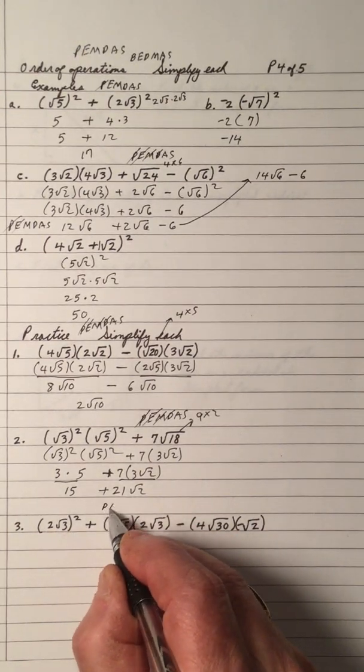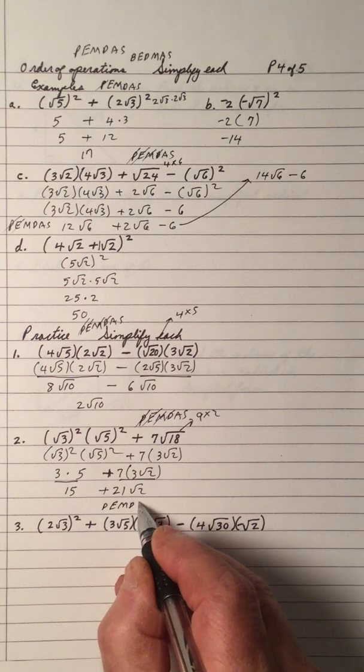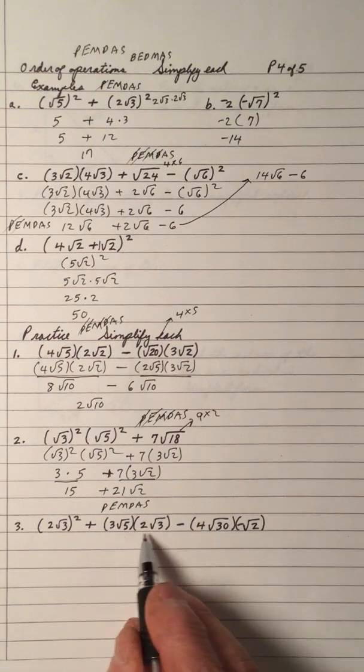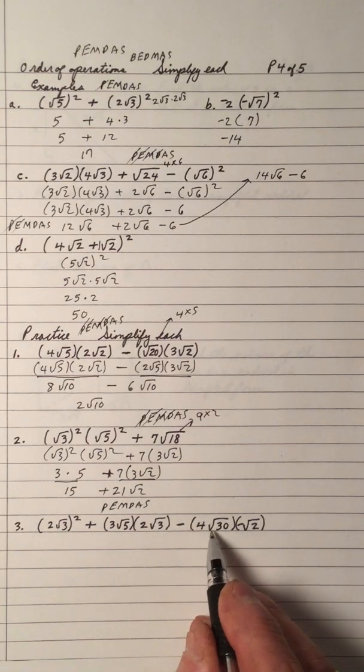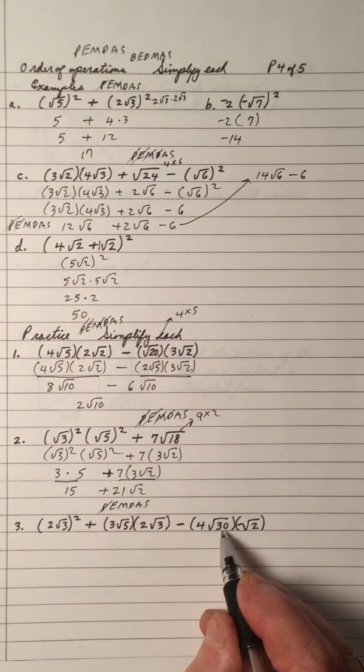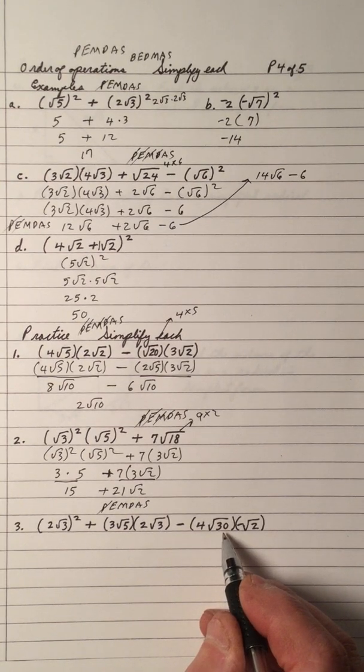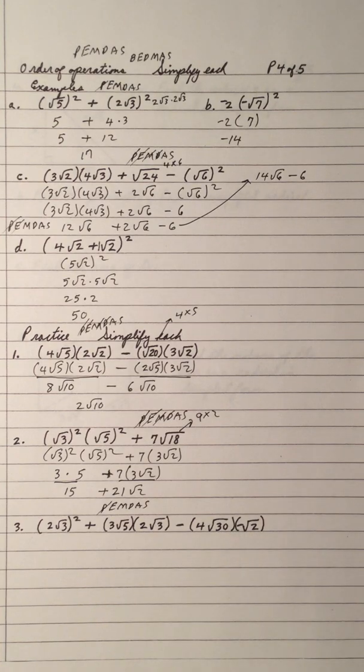Number 3, PEMDAS. We can't simplify any of these, because root 30 is 3 times 10, which is 2 times 5, so 30 has no perfect square factor.